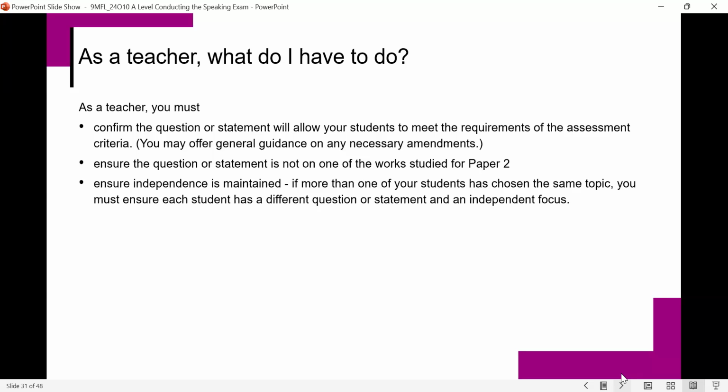Now, a couple of things that you must do. You must confirm the question or statement will allow your students to meet the requirements of the assessment criteria. So that's exactly what I'm saying. Is there enough? Is it wide enough or narrow enough that we can get into some depth about it? Is it set within the context of the target language, culture, or community, solidly, squarely, without any doubt? You also must ensure that the question or statement is not one of the works studied for paper 2. And you also need to ensure that their independence is maintained, particularly if more than one of your students has chosen the same topic. They can choose the same topic, but they should have a different question or statement, different title, different focus. Okay.